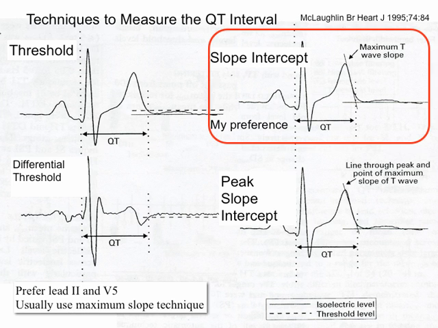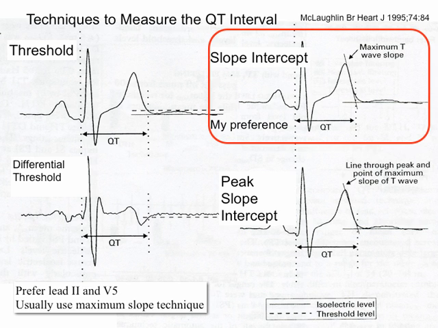There are two major techniques for how to measure the QT interval, and the key element here is the end of the T wave. One technique is the threshold technique, illustrated on the left here, where the amplitude of the T wave falls below 0.1 millivolts, and then you determine when the end of the T wave is. I recommend a more reproducible technique, which is the maximum slope technique on the right side.